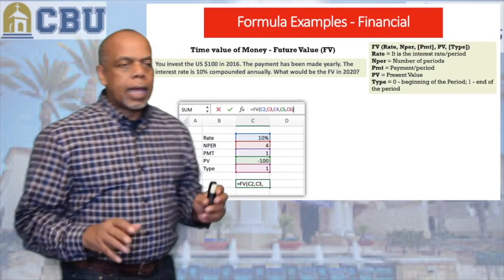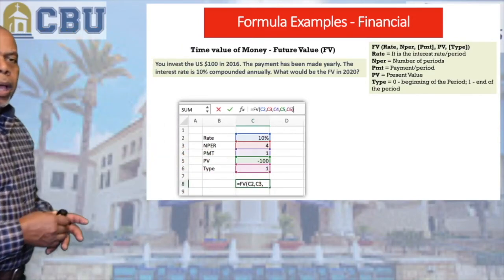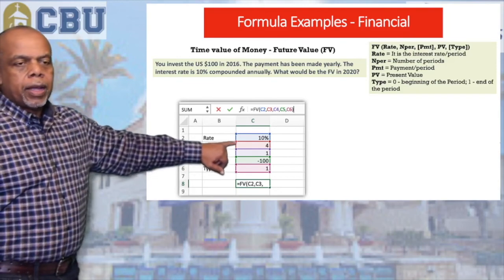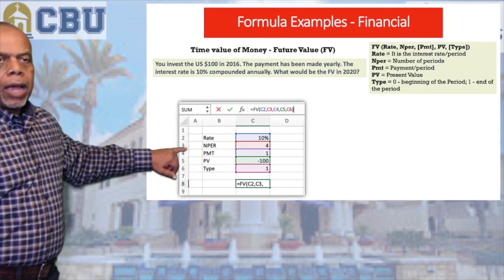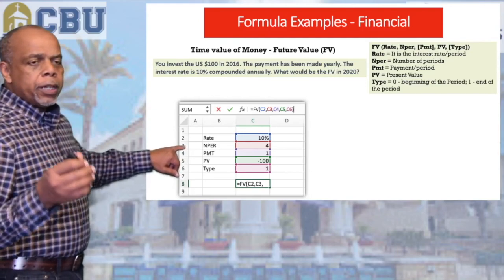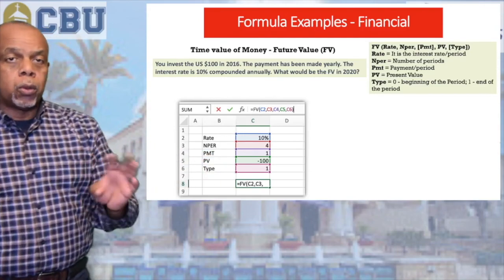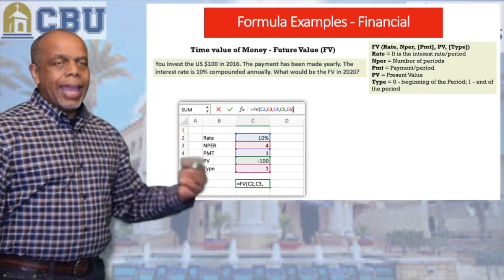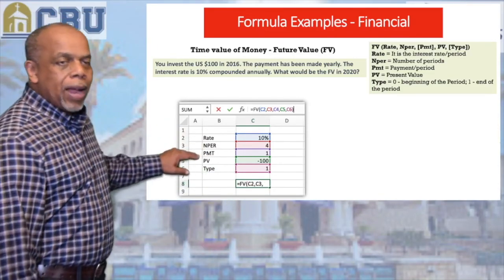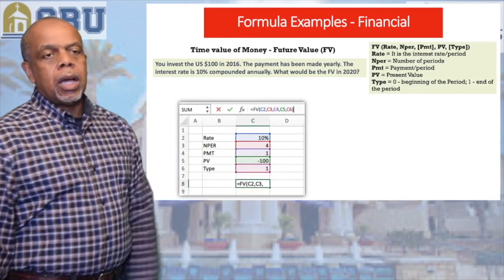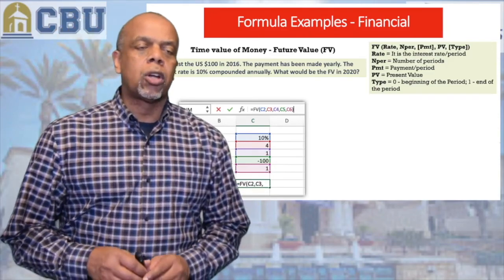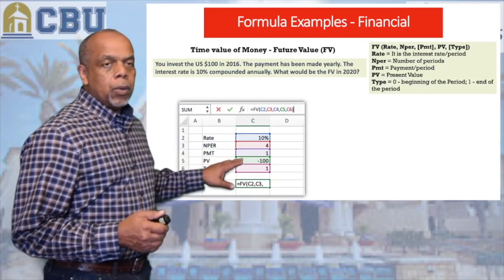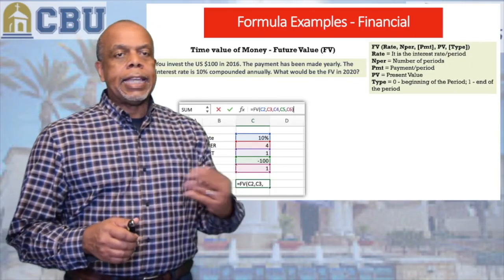So now here's what I did. I built a little table, and I just put some values in here. So the rate, 10%, right? And let's say our number of periods, 4, because from 2016 to now is 4 years. The payment is done annually, once a year. The present value is $100. That's what I started with, $100. And I put a type 1, which means it's going to pay at the end of the period.